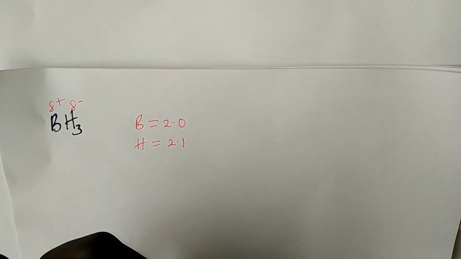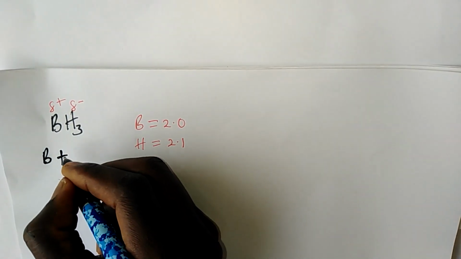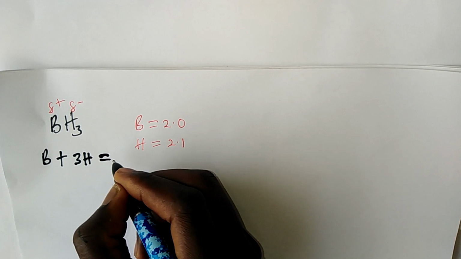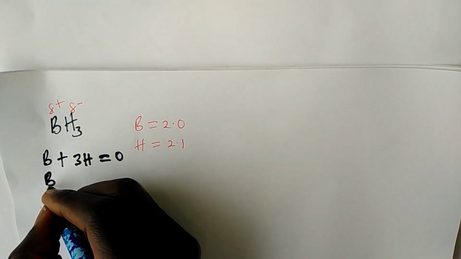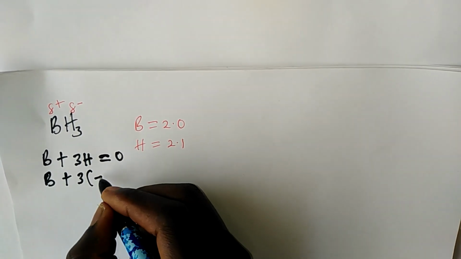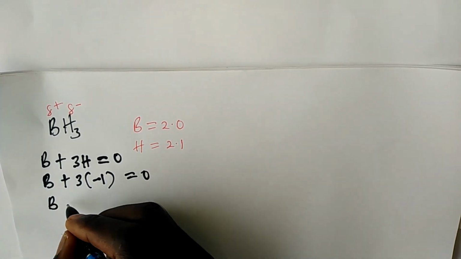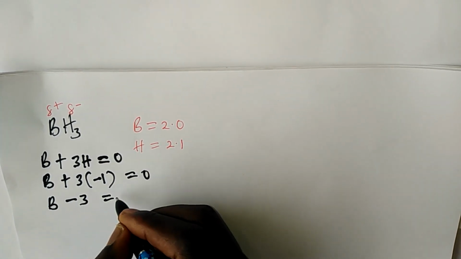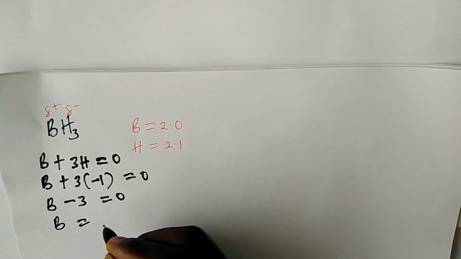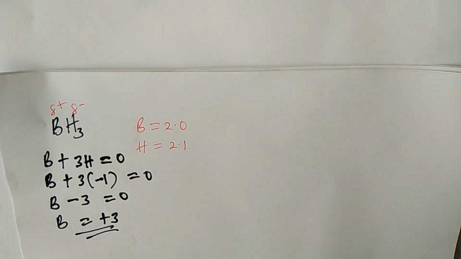Now, we say B plus 3H is equal to 0. Then B plus 3 open bracket minus 1 is equal to 0. B minus 3 is equal to 0. B is equal to plus 3. And you see, boron has a partial positive charge, and you see the oxidation number is plus 3.